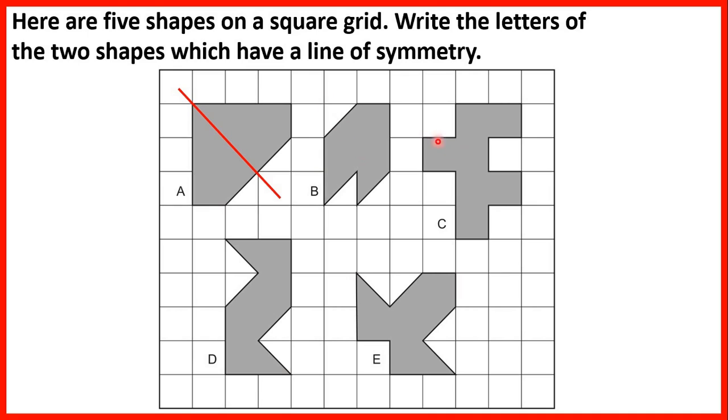But shapes B, C and D do not have a line of symmetry. Now we could draw a line to split shape D in half, but it wouldn't be a line of symmetry because we wouldn't be able to fold one side over so that it completely covered the other side. But shape E does have a line of symmetry here. So our 2 shapes are shape A and shape E.